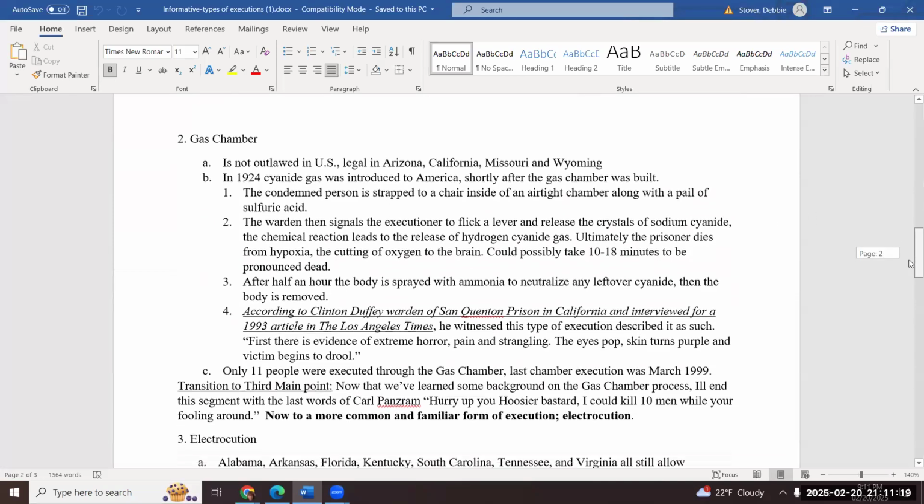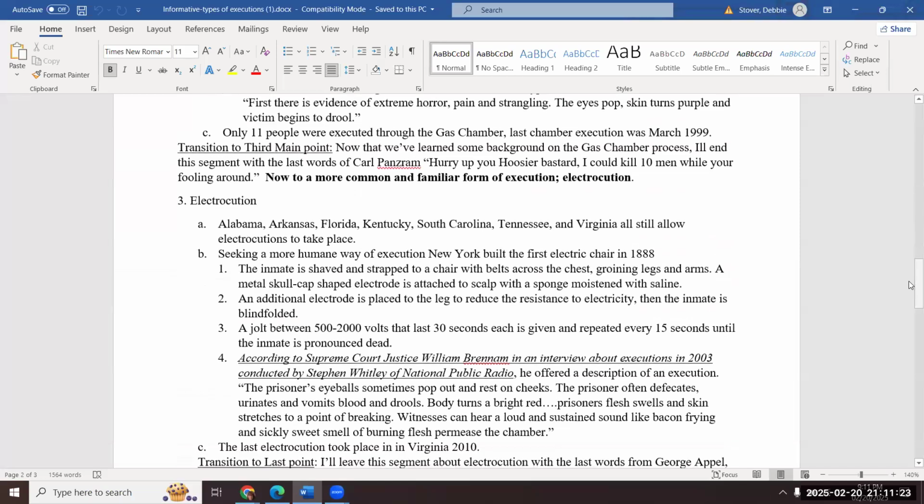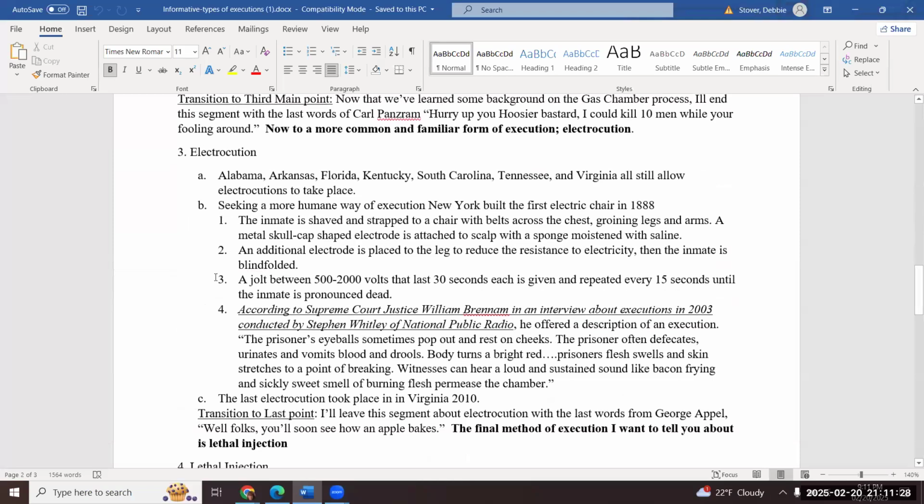And what you'll find as you read through this, and I'm not going to do this now, is you are going to see that there is similar information that the speaker is talking about. Electrocution, A, B, C. And basically what it is that where is it still allowed? What is the process? And when was it last done?